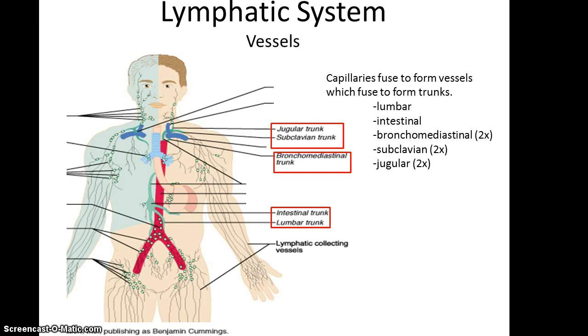So, over time, the capillaries will fuse to form larger structures known as lymph vessels. And these lymphatic vessels will then eventually fuse to form one of the 8 lymphatic trunks. And here you can see the left and lower portion of the body's trunks. You have one lumbar trunk, one intestinal trunk. There's a right and left brachiomediastinal trunk, a right and left subclavian trunk, and a right and left jugular trunk.